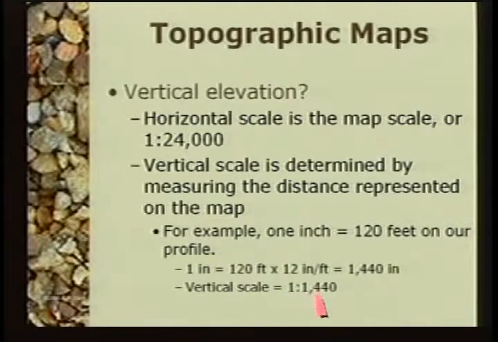So that means that for every 1 inch that we move up on our vertical profile, we would have to move 1,440 inches on the Earth. 1 inch equals 1,440 inches on the Earth. There's a difference here. The horizontal scale is 1 inch to 24,000 inches, and the vertical scale is 1 inch to 1,440. So we do have vertical exaggeration, and we will calculate that next.